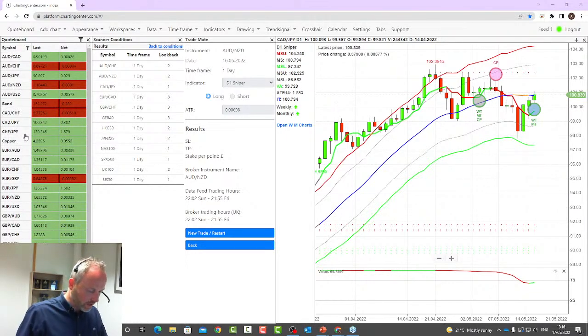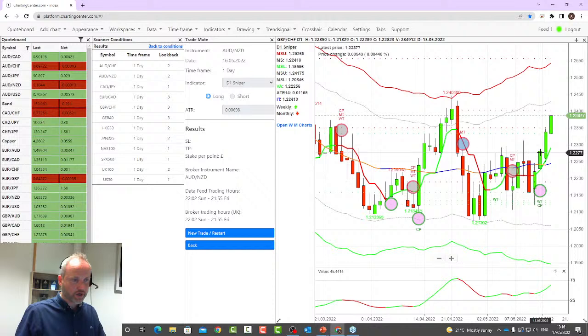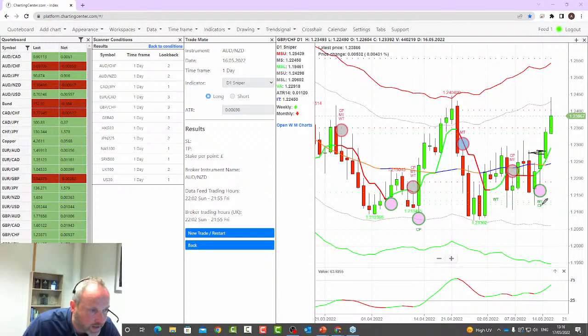What else have we got here? Pound Swiss, really interesting one there. Lovely buy trade from a couple of days ago. And again, you've got the buy sniper there. Really nice and straightforward. Again, one of those pink ones, market moving back up. Really like the pink ones. But what we have had again here is the market bouncing off support as well.